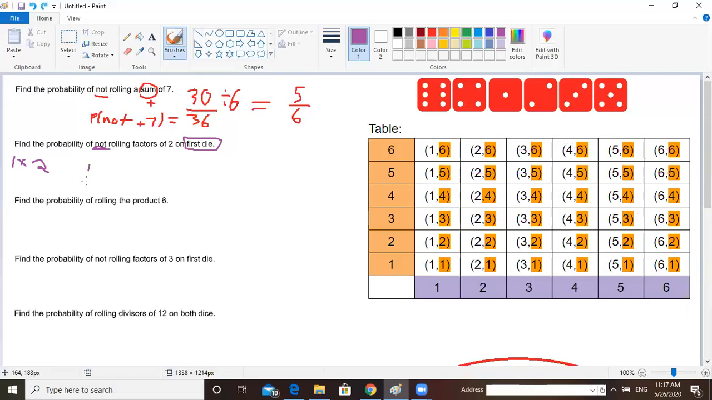So over here we say P, not factors. I'm just going to write F. And again, we'd have to simplify this by dividing by 12. We would get 2 over 3.